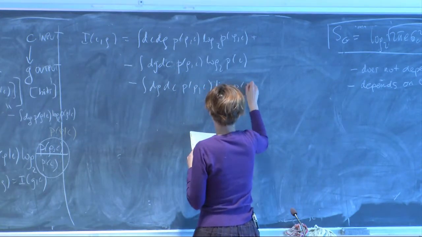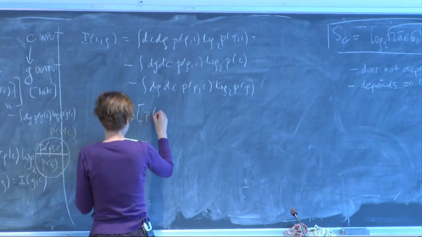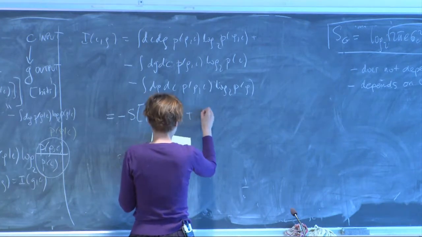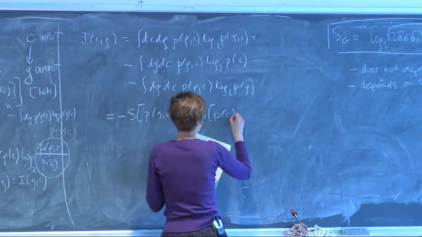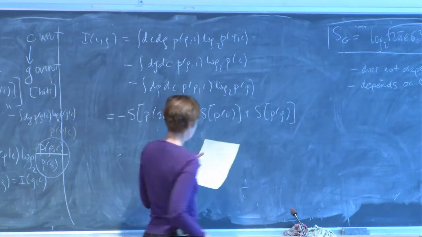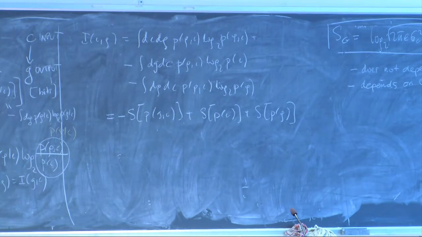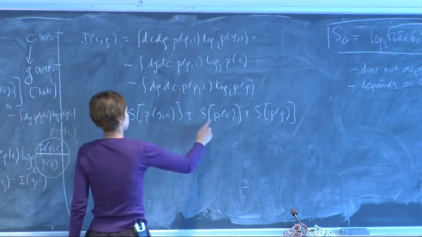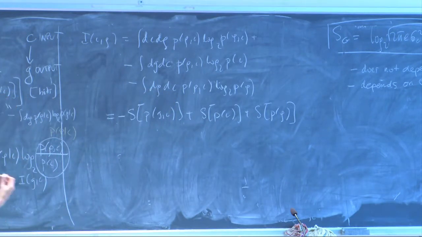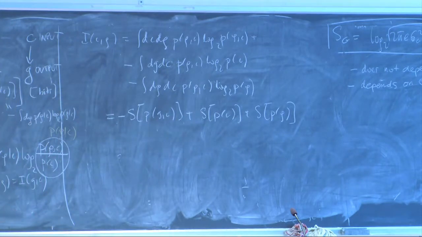Log base 2 P of G. And so this you can rewrite as S of P GC plus P of C plus P of G. Okay? So from here you see that it's the difference between the sum of the entropies of the independent distributions, the marginals, and the joint.